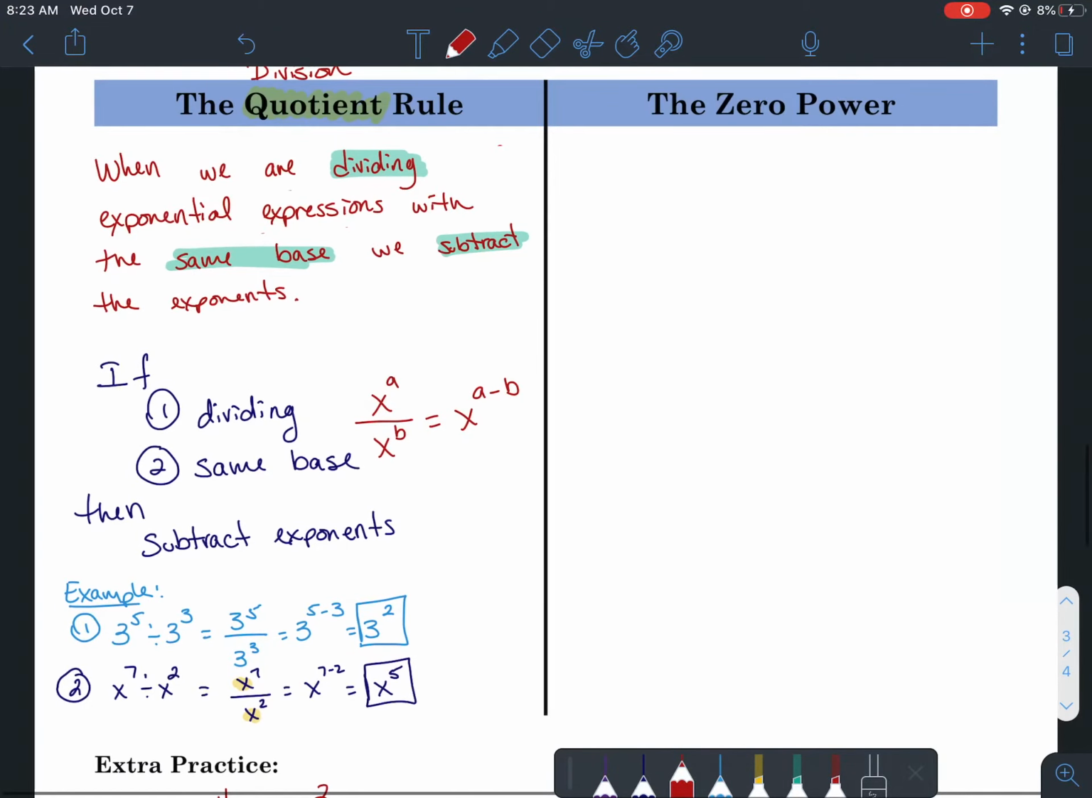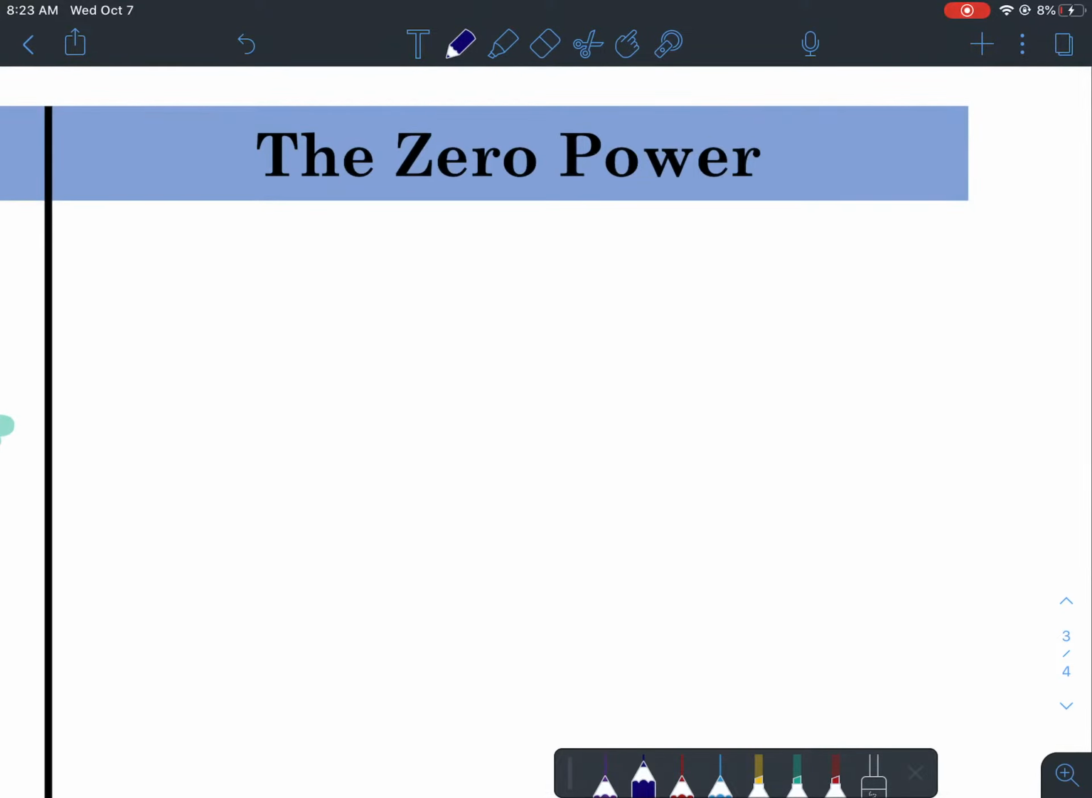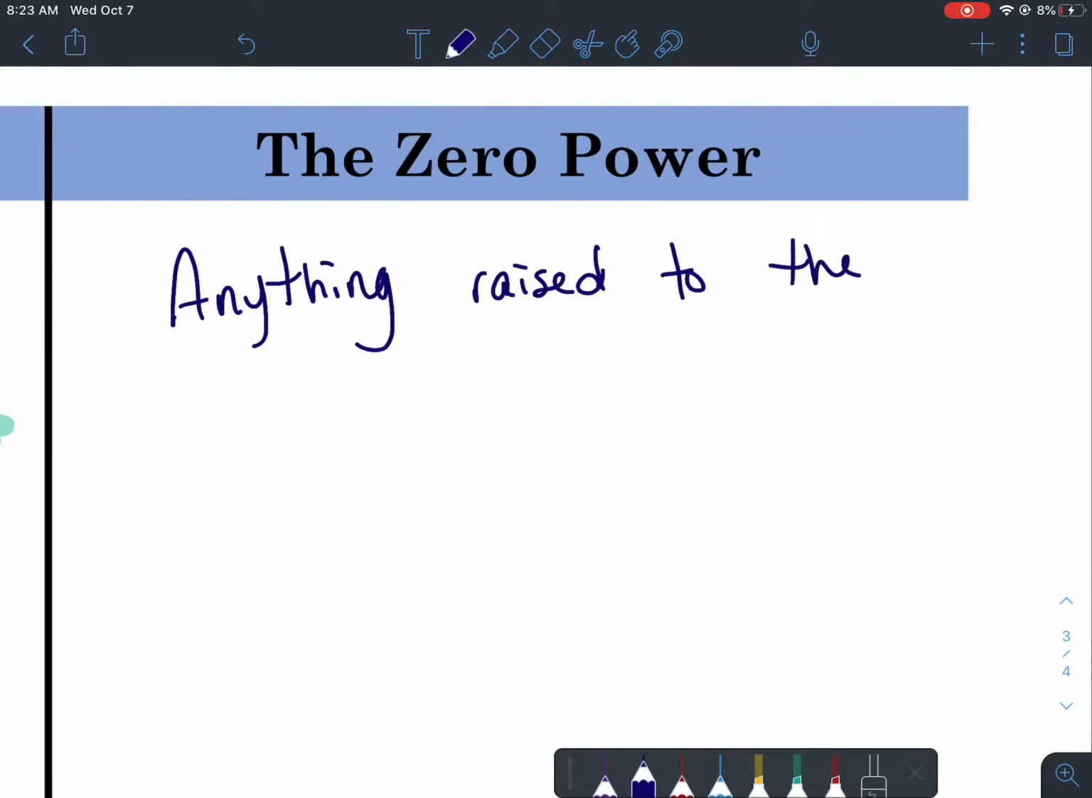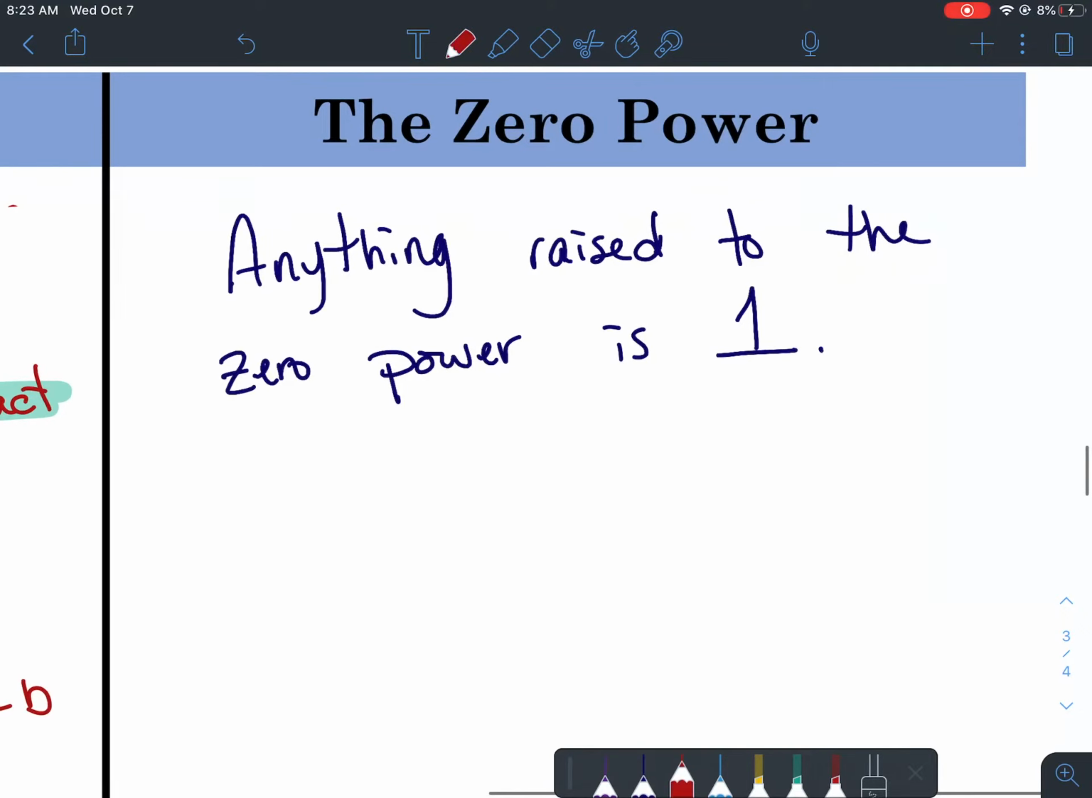Now the zero power rule. We proved the zero power rule in the last question of yesterday's lesson, but the zero power rule is anything raised to the zero power is 1. A lot of people forget this because the zero throws people off, but literally anything raised to the zero power is 1. Here are some examples.